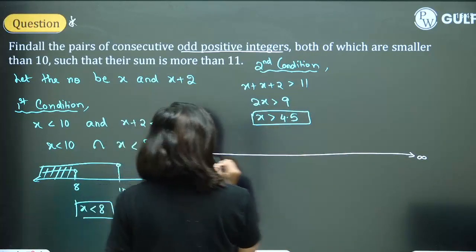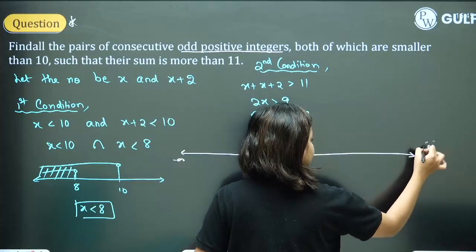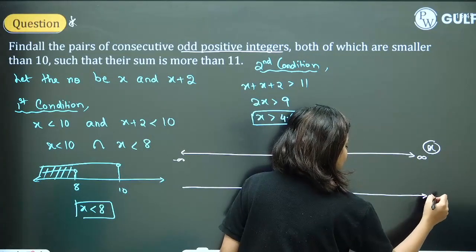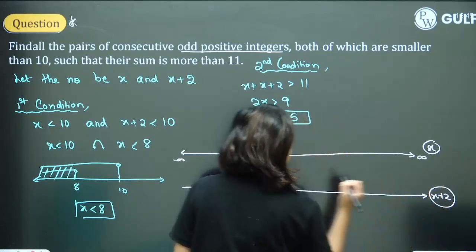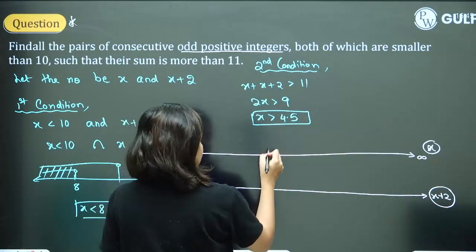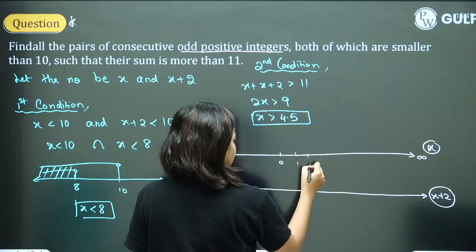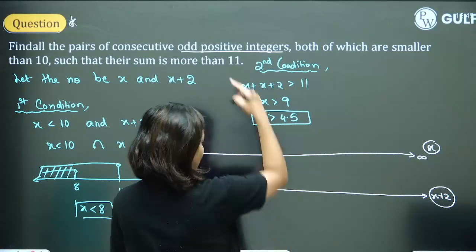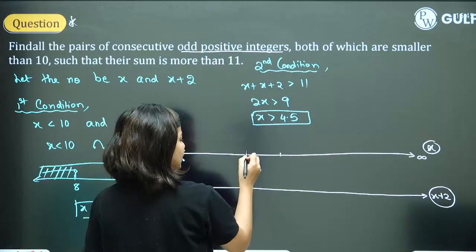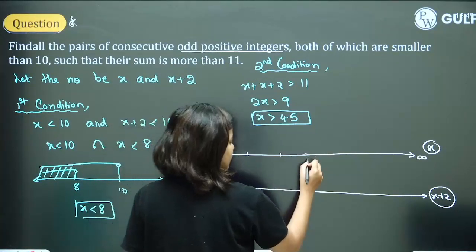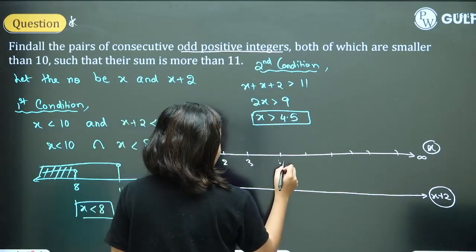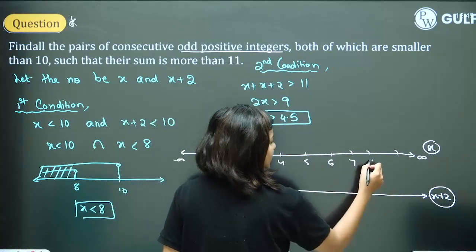Okay, this is a number line for x. And next line we will draw for x plus 2. Generally take numbers 1, 2, 3. We want all the positive numbers only, so we will take positive numbers. Why take unnecessarily negative numbers and waste the time? 1, 2, 3, 4, 5, 6, 7, 8, 9.